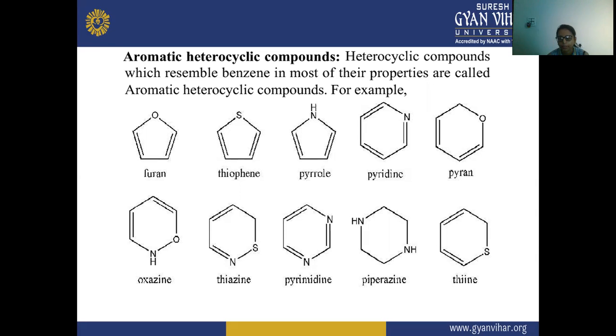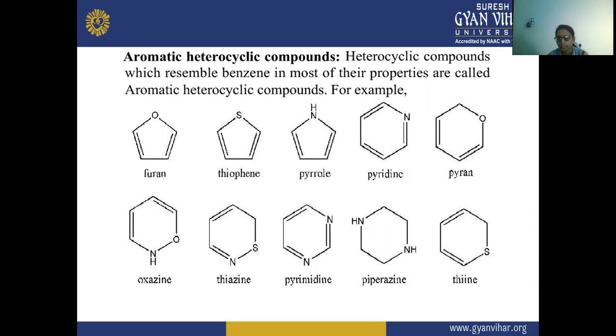So they resemble benzene in their properties. That is why they are known as aromatic heterocyclic compounds. For example, furan, in which an oxygen atom is present. Next is thiophene, which has sulfur. Pyrrole has nitrogen, and these are 5-membered rings.